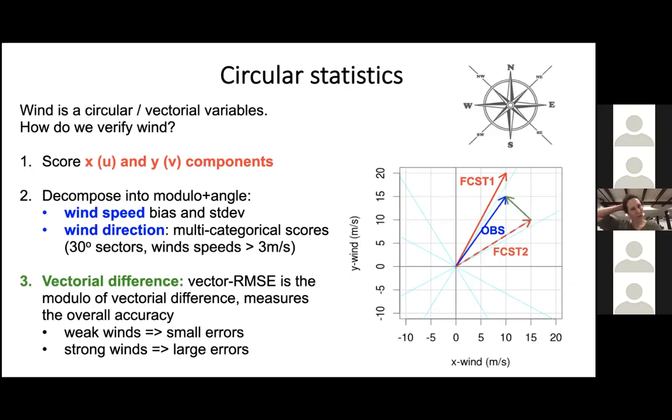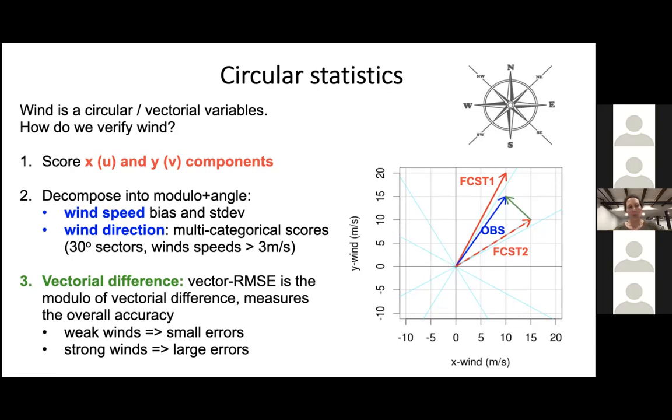Something that I wanted to mention that was not in the program, but I thought it's important, is circular statistics. Wind, for example, is a circular or vectorial variable, and it can be verified using the fact that it's a vector. So traditionally, how do we verify winds? Usually we score the X and Y components of the winds. So we decompose it as a vector.